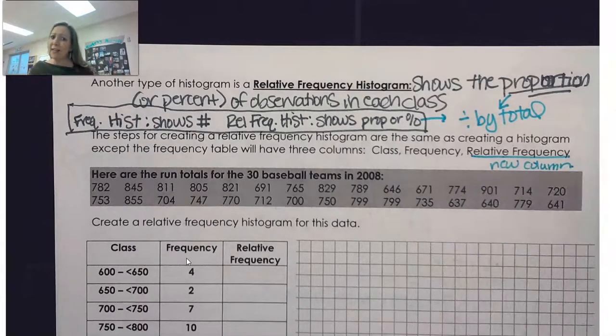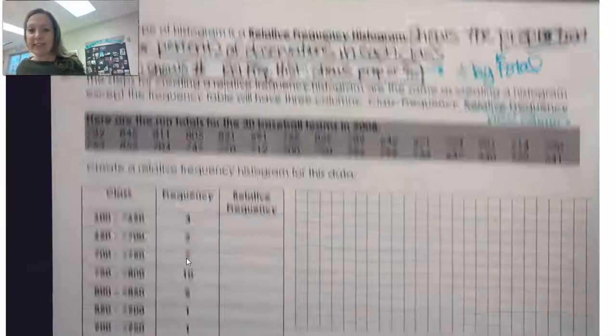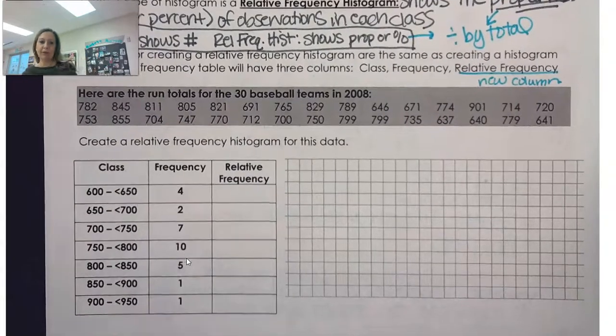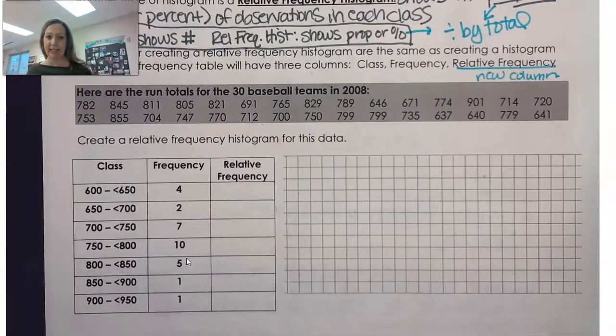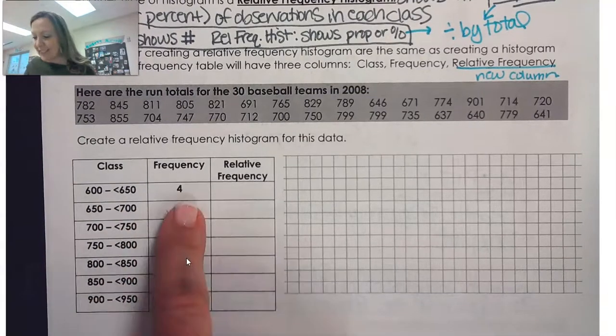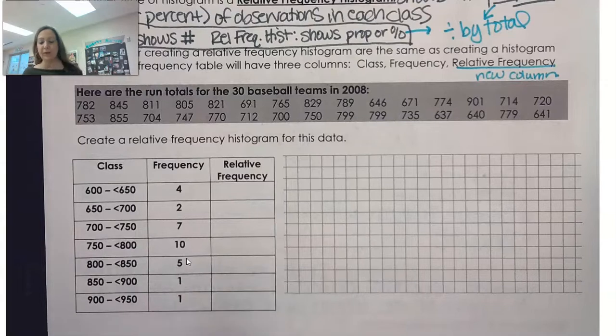So because I don't want us to have to go through and create another histogram, I'm just going to use the same data that we had before. So we have the run totals for the 30 baseball teams in 2008. And these were the classes that we had. These are the frequencies that we came up with. But now we're going to want to find our relative frequency.